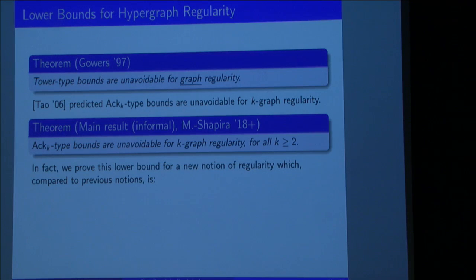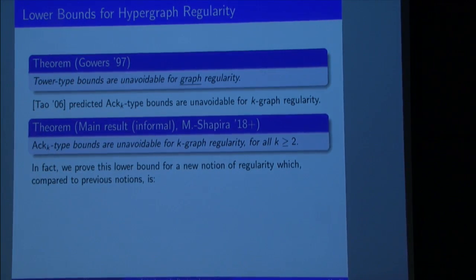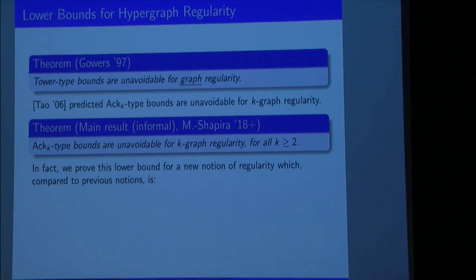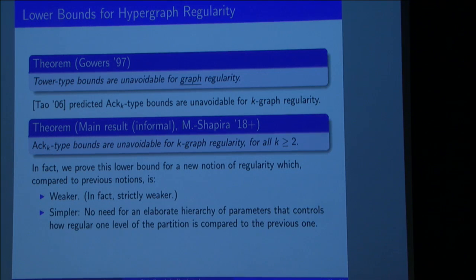In fact, we prove our lower bound. Notice that actually this is not really well defined in the sense that there are many hypergraph regularity lemmas. So to which one do we prove this lower bound? So in a sense, for all of them. Why is that? Because we prove a lower bound for a version of the hypergraph regularity which is much weaker than other notions of regularity. I think all of them reduce to this notion. And in fact, our notion is also much simpler.